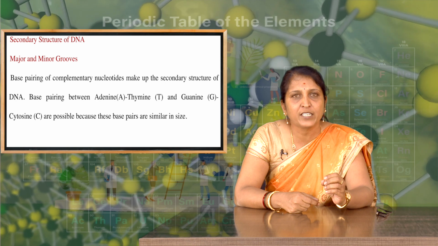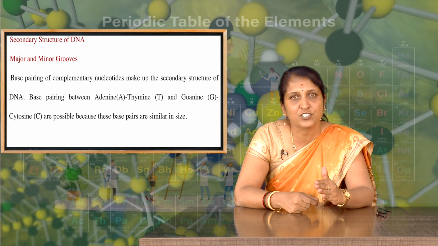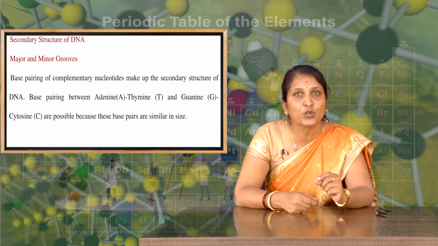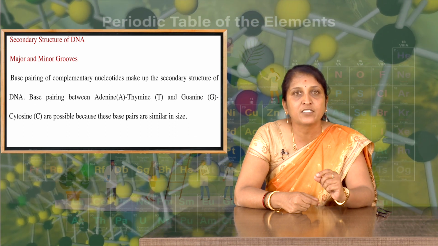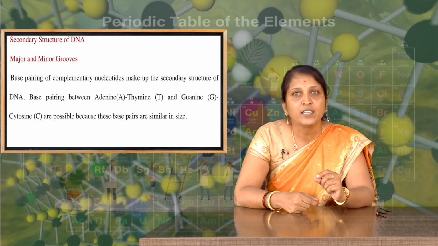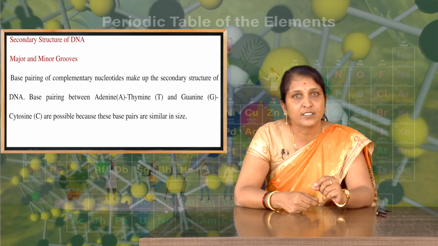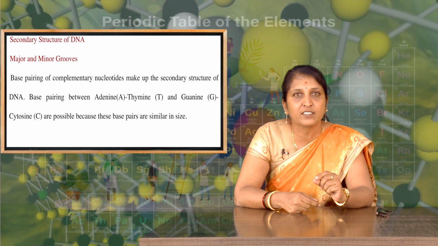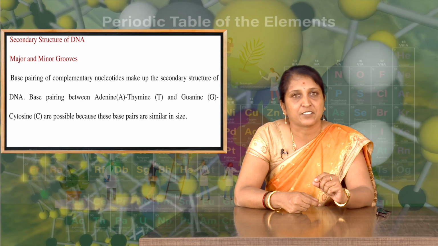The major and minor grooves show in the secondary structure of DNA. The base pairing of complementary nucleotides makes up the secondary structure of DNA. Base pairing between adenine and thymine, and guanine and cytosine, is possible because these base pairs are similar in size.